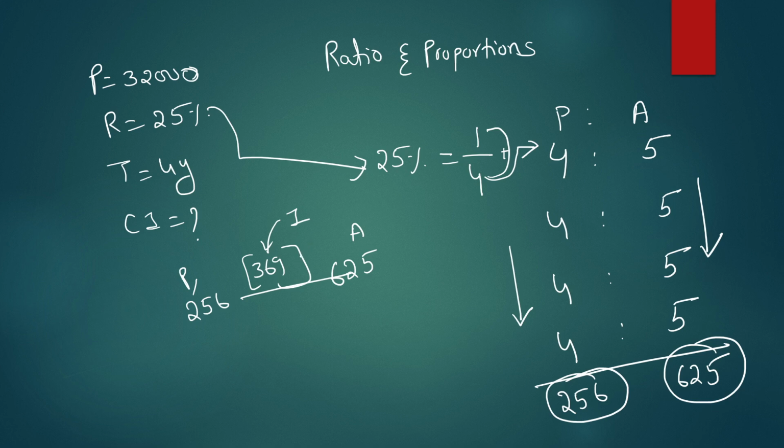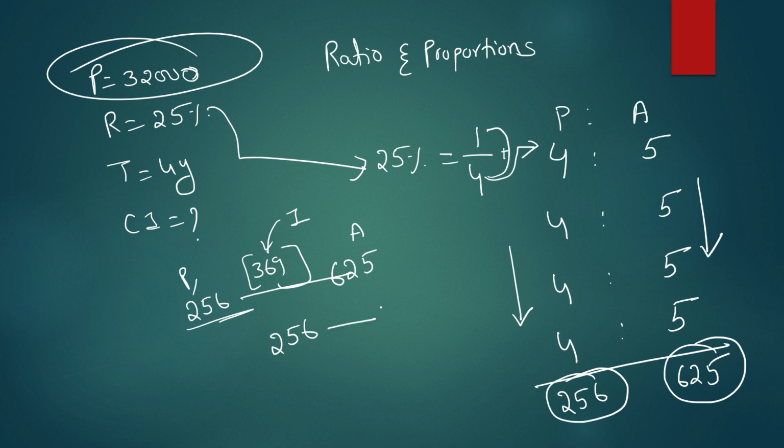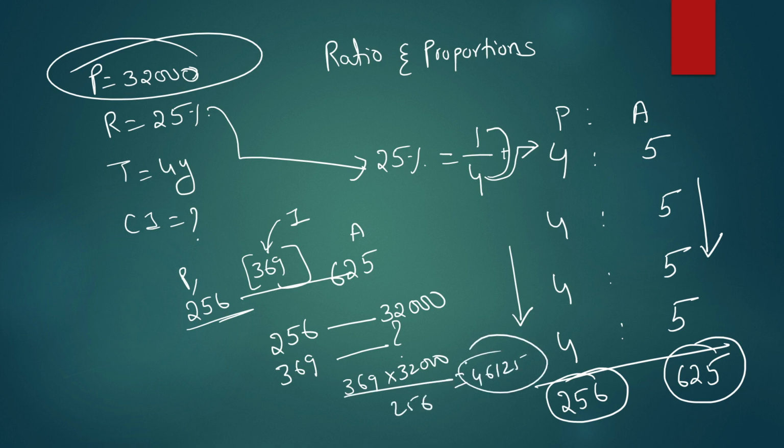For example, in my case I know the value of P. Here P equals 256, but in my problem P equals 32,000. Now I need to find just the interest, that is 369 in my case. So what will be the corresponding value in the original problem? Just cross multiply with 256. You are going to get the same answer you got in the previous case.